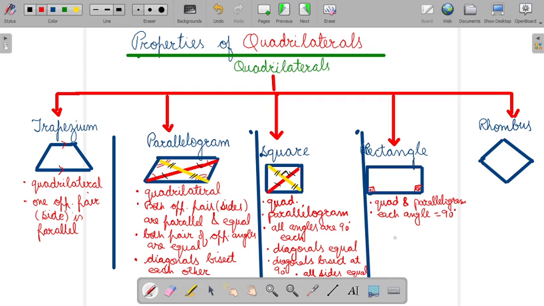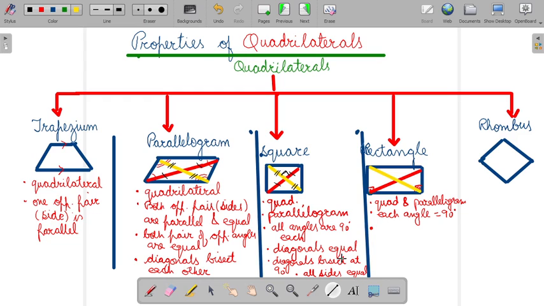Now, what should be the next property? The diagonals. In this case, if we take the diagonals here, the diagonals bisect each other. In this case, the diagonals bisect each other. Why? Because it carries all the properties of a parallelogram. तो parallelogram में diagonals bisect each other था, इधर भी diagonal bisect each other होगा.